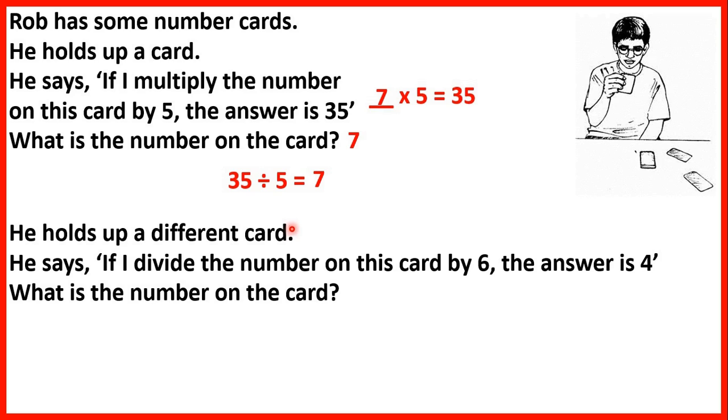Now he holds up a different card. He says, if I divide the number on this card by 6, the answer is 4. What is the number on the card? Well, we know that if we divide the number by 6, the answer is 4. And when the first number of a division problem is missing, we can multiply to find our missing number. And 4 times 6 is 24. So that means the number on the card is 24, because 24 divided by 6 is 4.